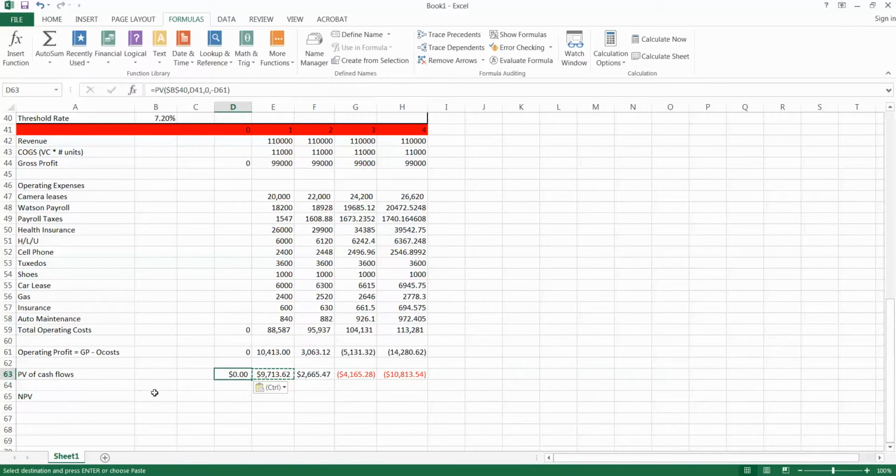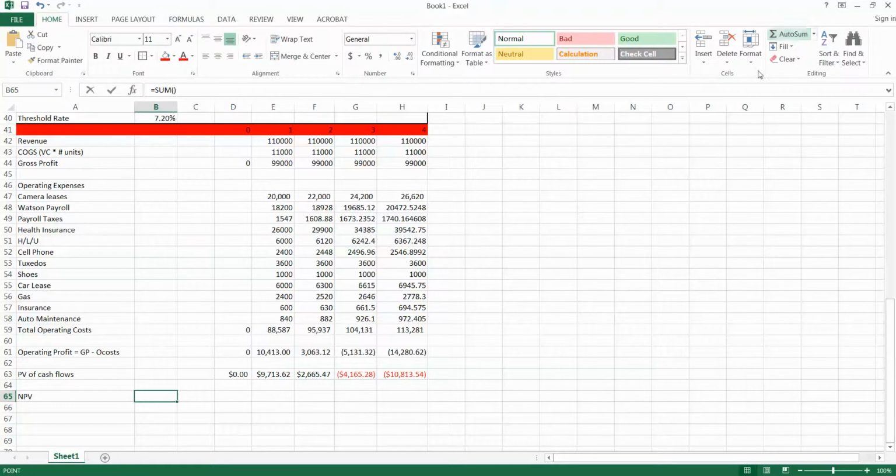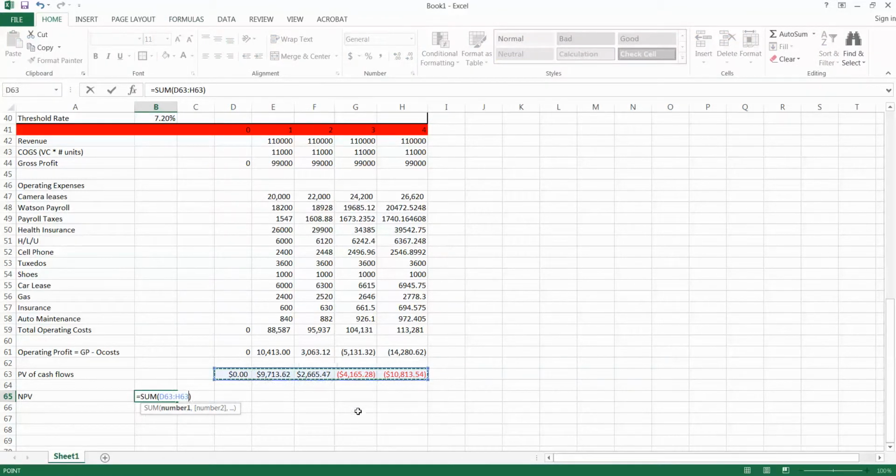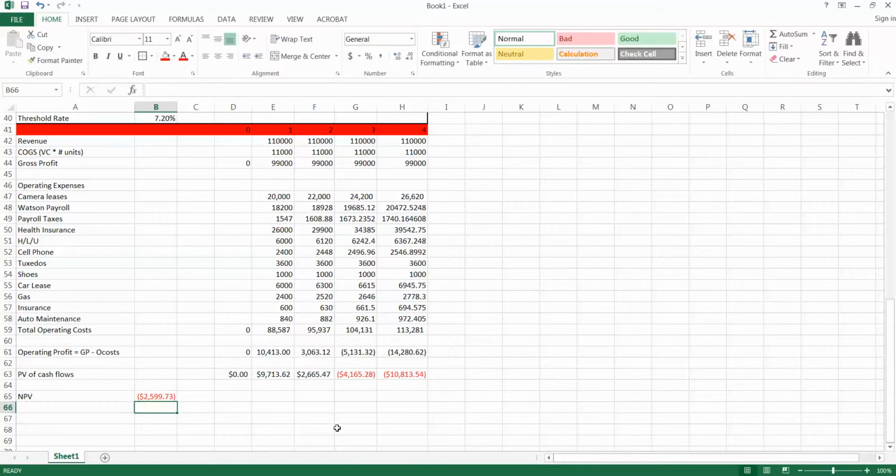Our net present value is equal to, let's go back to home, the sum of all of our cash flows from year 0 through year 4. We just hit return, and then it tells us that our net present value is a negative 259973, which means it's a negative net present value and we wouldn't want to do the project.